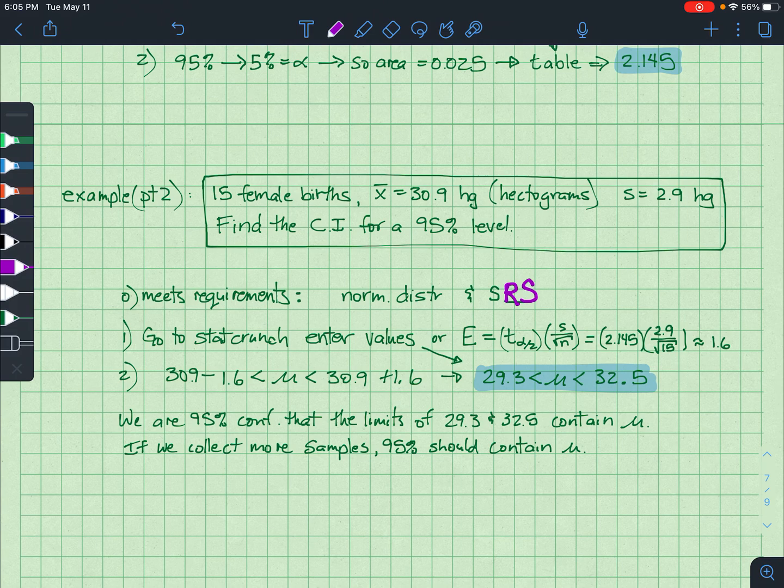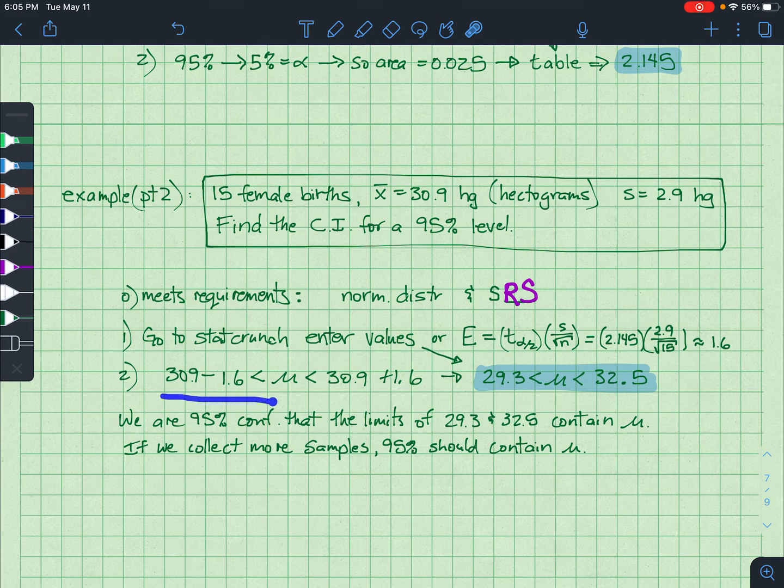All right, there are two options. You can go to StatCrunch. This is option 1. Or calculate E, and that's what I'm doing here. So notice I plug in my t value, 2.145, that I got earlier. Take 2.9 divided by radical 15, and I get 1.6.